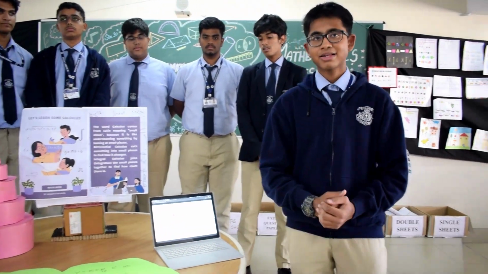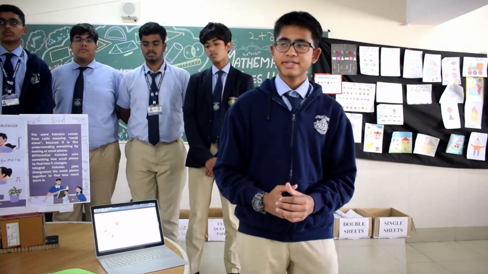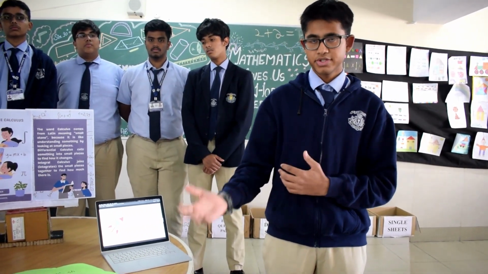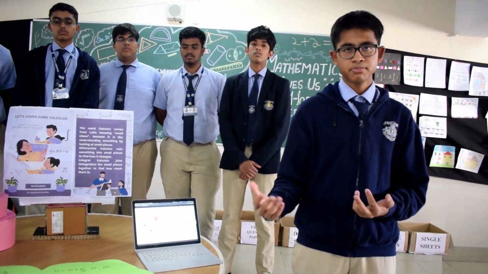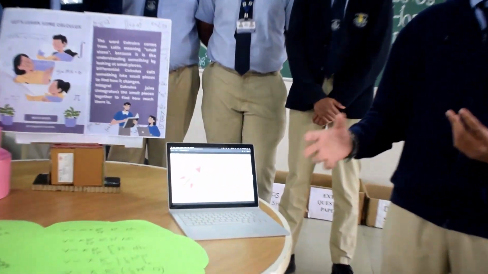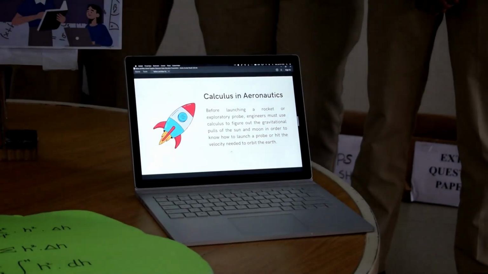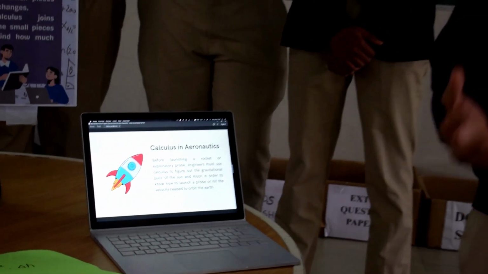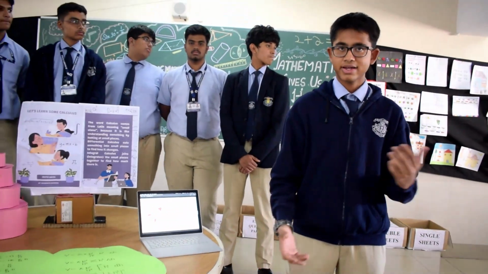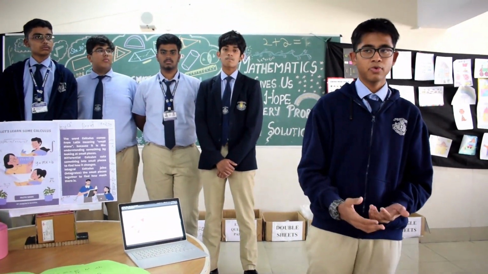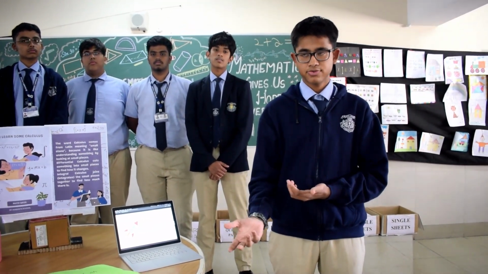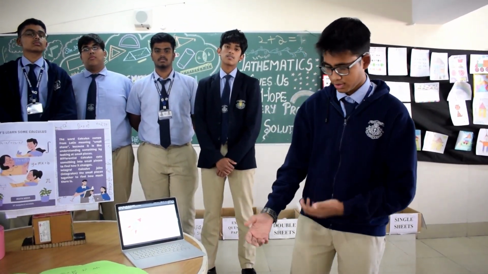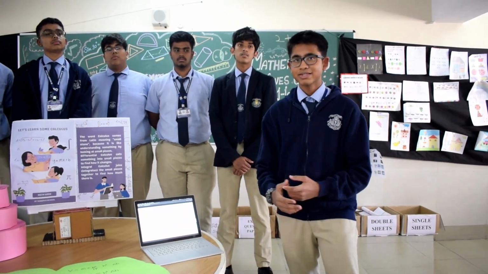Next we have calculus in aeronautics, which is basically used when we launch rockets into outer space, be it for orbiting the Earth or sending probes to the moon. We use calculus to take into account the air resistance of the different layers of the atmosphere, as well as the gravitational influence that other celestial bodies like our sun and our moon might have on the probe. Based on that, we calculate a trajectory that the rocket has to follow, along with the velocity and so on.